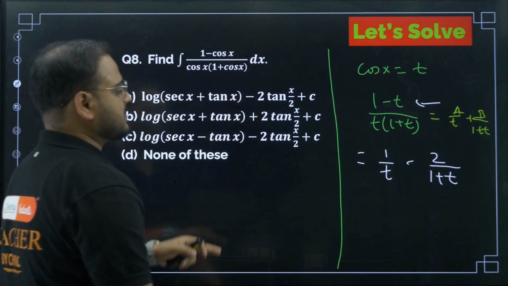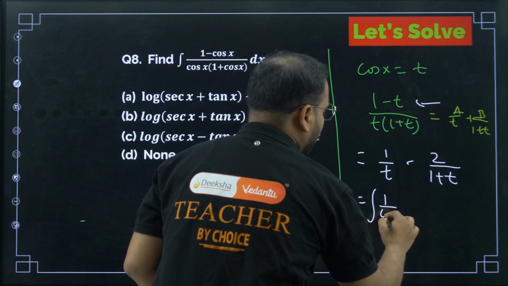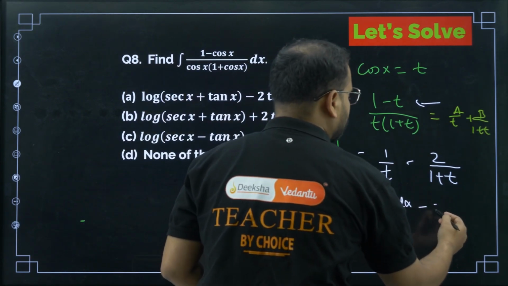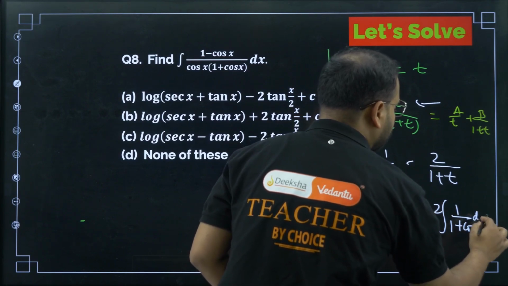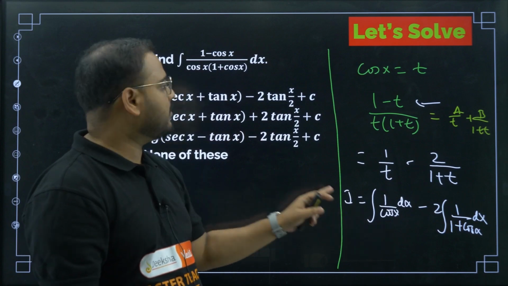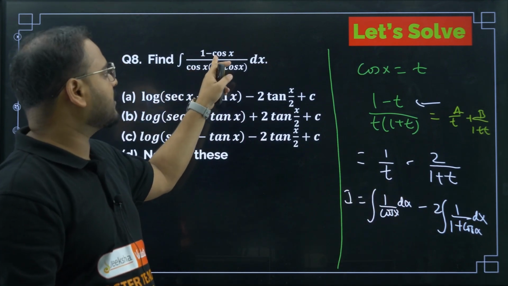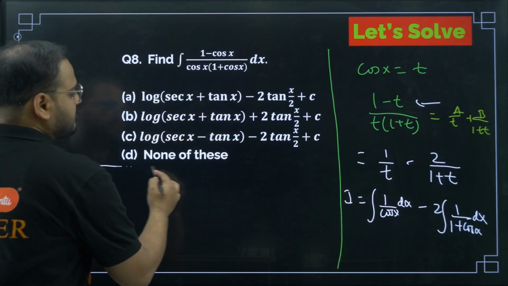What is my t? Cos. So I write integration I equals integration of 1 by cos x dx, and minus 2 outside, 1 upon 1 plus cos x dx. Nothing different. I have not taken the dt form, only just to understand the partial fraction. I took it as t and now I have substituted back cos x as t.